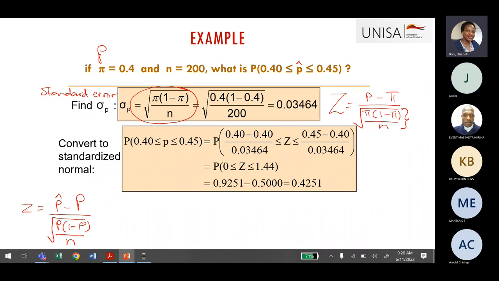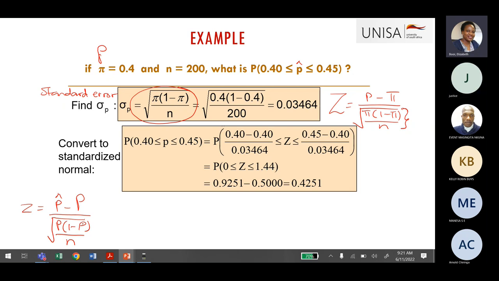So 0.4 minus 0.4, because our sample is 0.4 and our population is 0.4, divided by the standard error we just calculated, which is everything underneath the square root. Taking the square root underneath the division sign, we get 0.3464. And on the right-hand side, our sample is 0.45, our population is 0.4, divided by the standard error. The answer we get from solving all these fractions is, on the left, 0. On the right, we get 1.44.